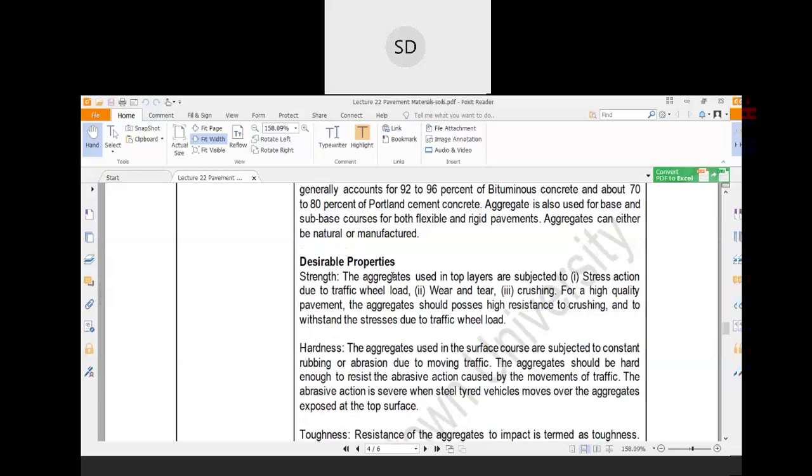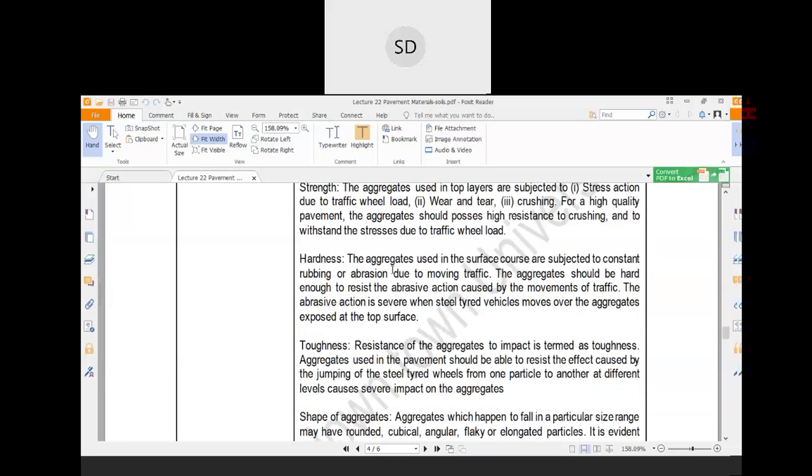Now there are different desirable properties of the aggregates. The first one is hardness. Hardness means the aggregate used in the surface course is subjected to constant rubbing or abrasion due to the moving traffic. So what happens?